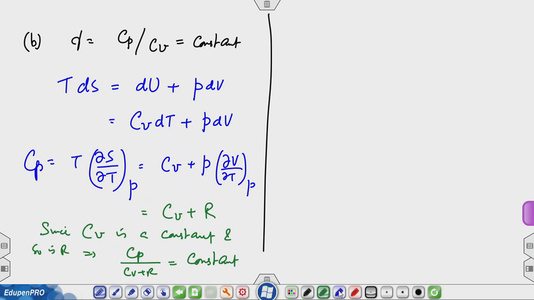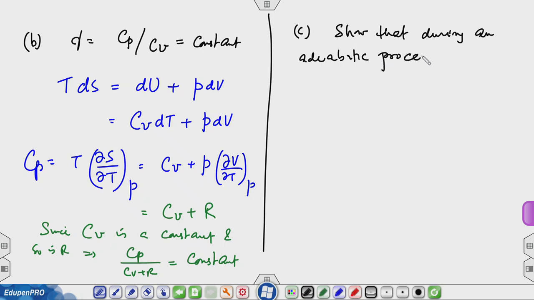For the third part, show that during an adiabatic process, P(V minus B) raised to gamma is equal to constant, or you can also show it for some relationship between T and V.